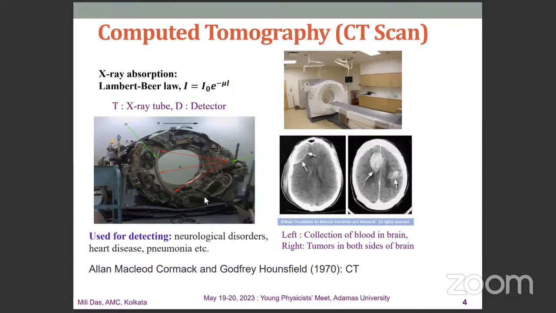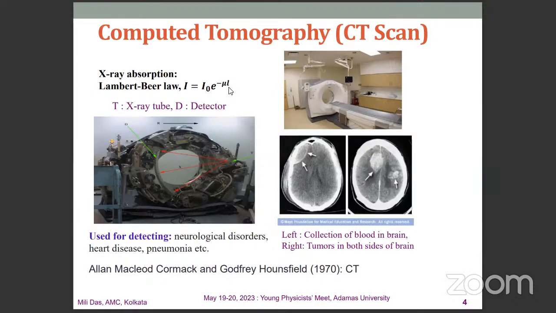Here, in the gantry 3D image, this ring is rotating, and T is basically the X-ray tube, and D is the detector. Before coming to the proper CT scan, I want to mention the technique of X-ray, how we are getting the images. X-ray absorption basically follows the Lambert-Beer law, that is intensity I equals I0 times e to the power minus mu L, where I0 is the incident intensity, mu is the sample's linear attenuation coefficient, and small l is the path length that the X-ray traverses.